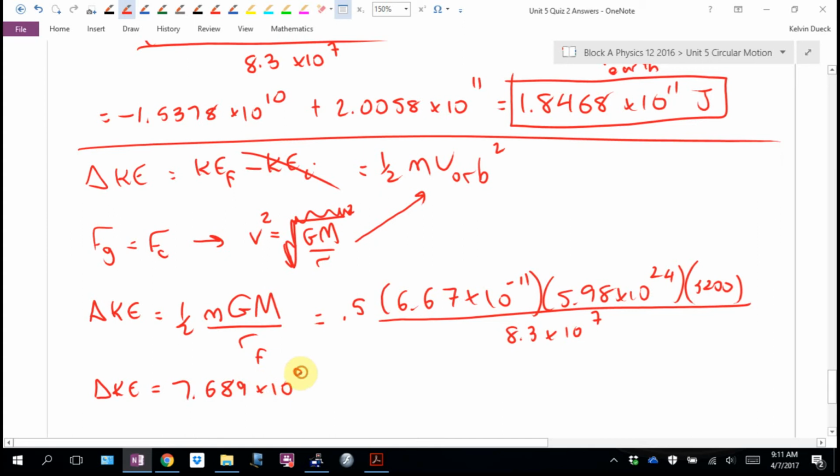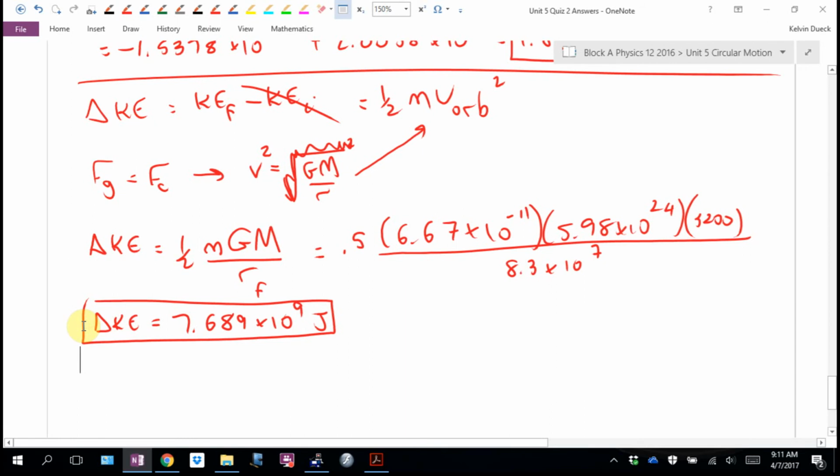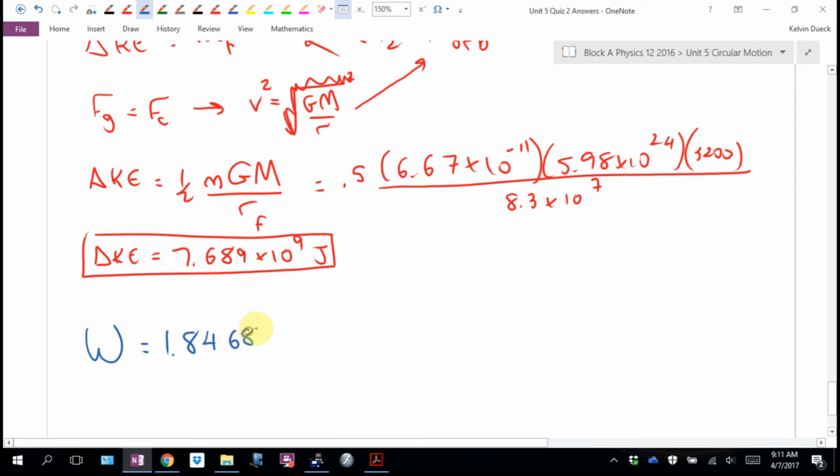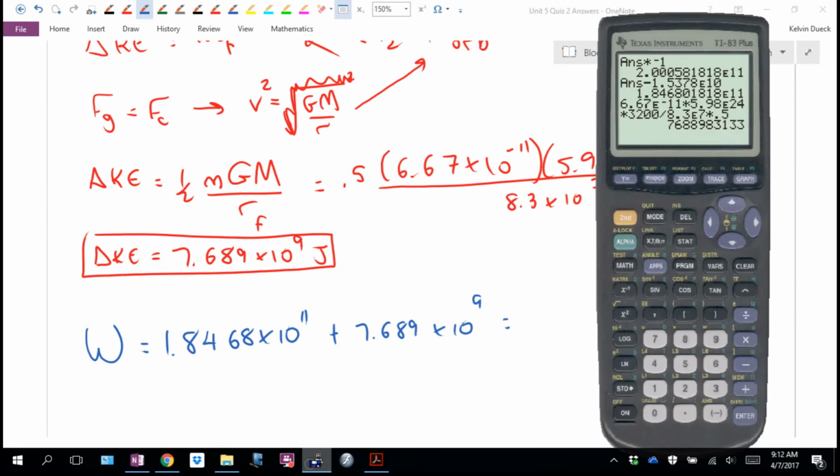7.689 times 10 to the 9th. Is that right for the change in kinetic, folks? Yes? Final answer: change in potential, 1.8468 times 10 to the 11th, plus change in kinetic. So this number plus 1.8468 times 10 to the 11th. Do you get as your final answer 1.92 times 10 to the 11th?